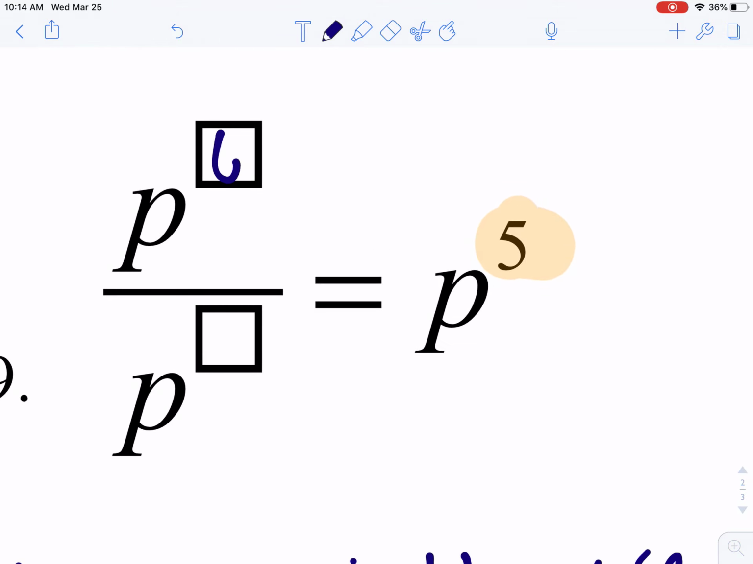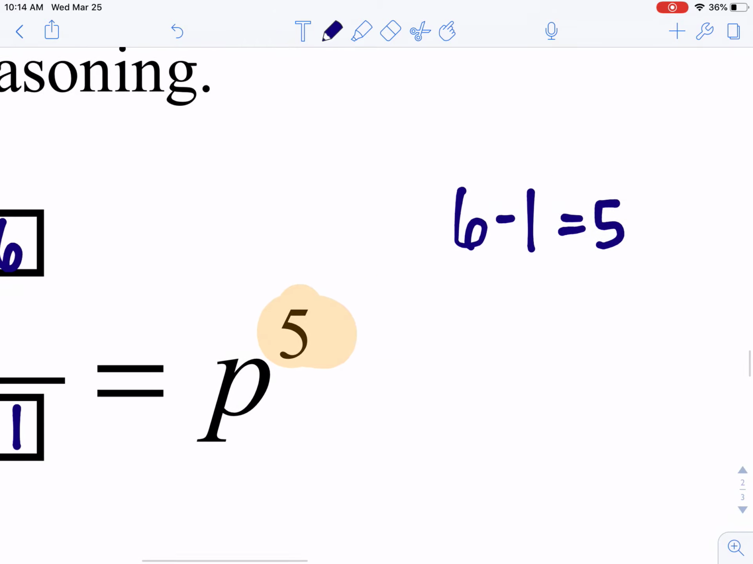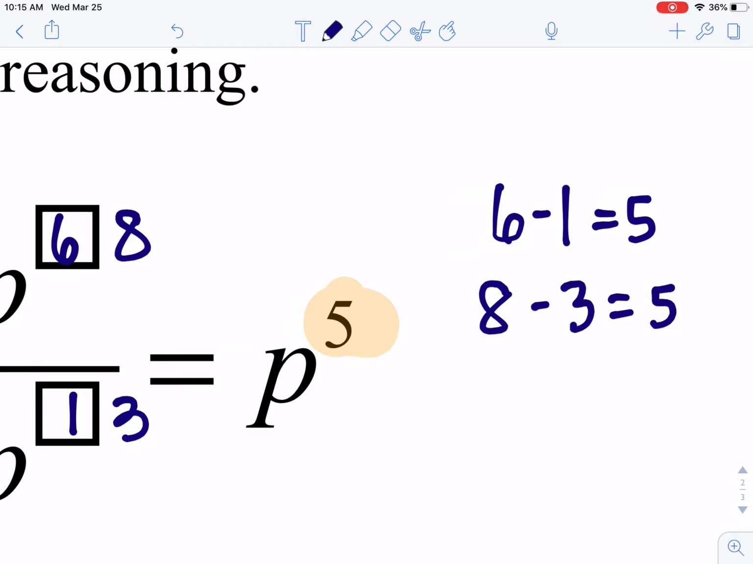So I'm going to pick 6 and 1, right? 6 minus 1 is 5. Here's another example, you could have done 8 and 3, because 8 minus 3 is also 5. To do one more, you could do 10 and 5. 10 minus 5 is also 5.